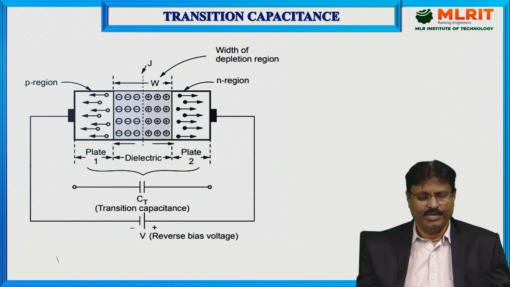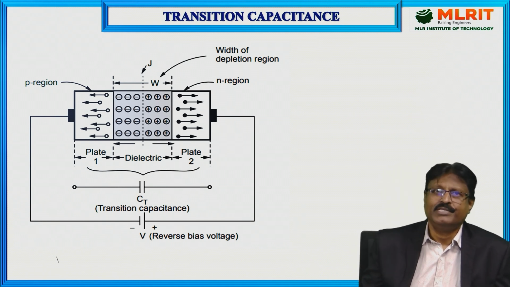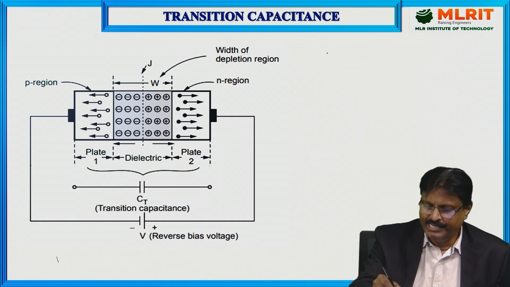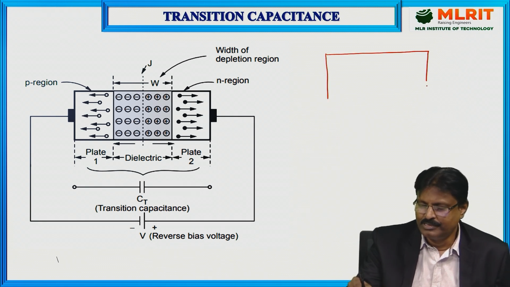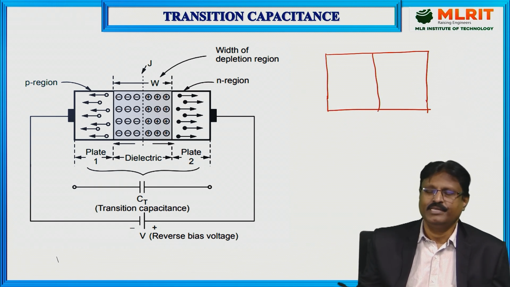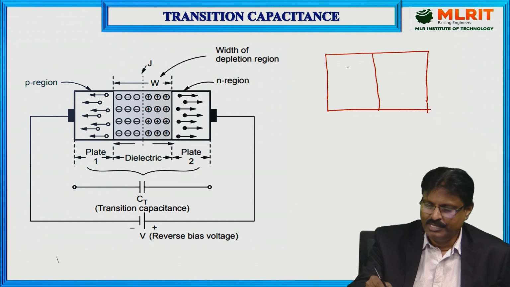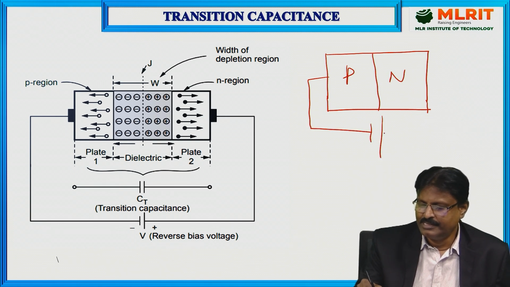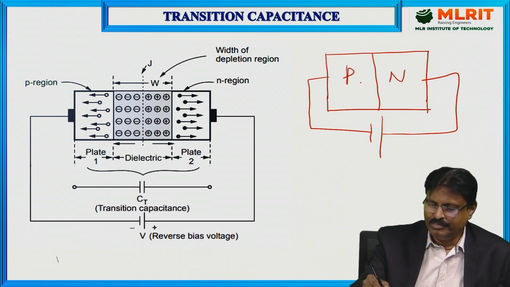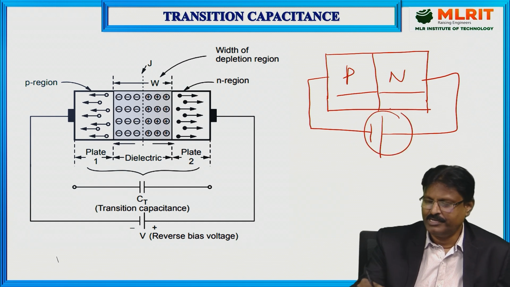The first topic of my presentation is transition capacitance. Suppose you take a diode. We have already seen the diode operating modes: one is the forward biasing mode, the second is the reverse biasing mode, and zero bias we also discussed. This is a diode I am representing like this, and here I am applying reverse biasing. The operating mode is reverse biasing, and as you know, this is the P region and this is the N region.